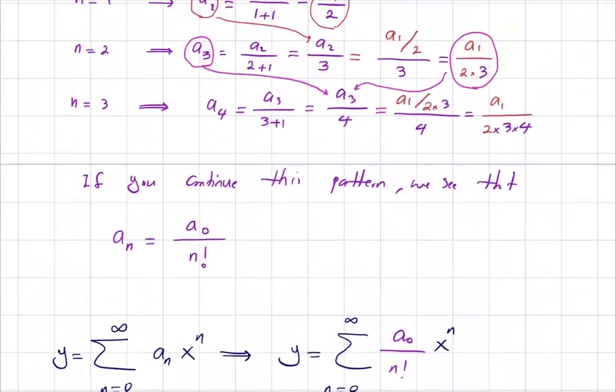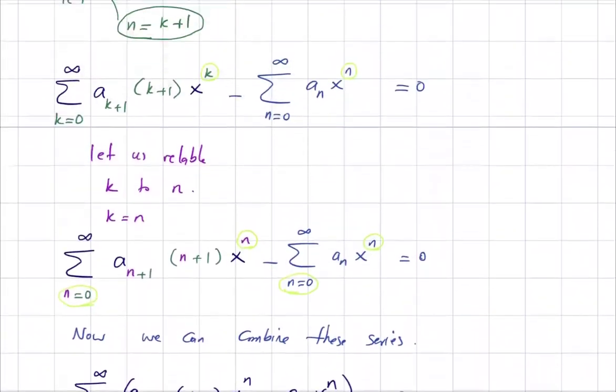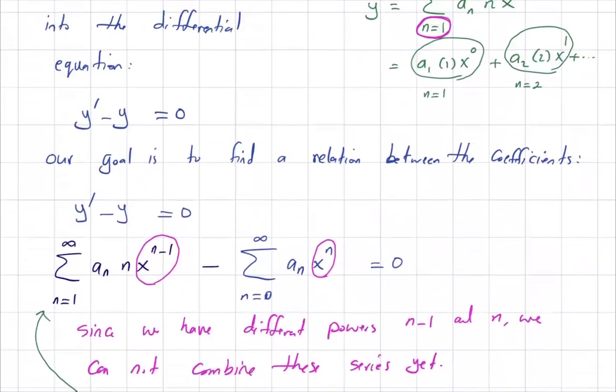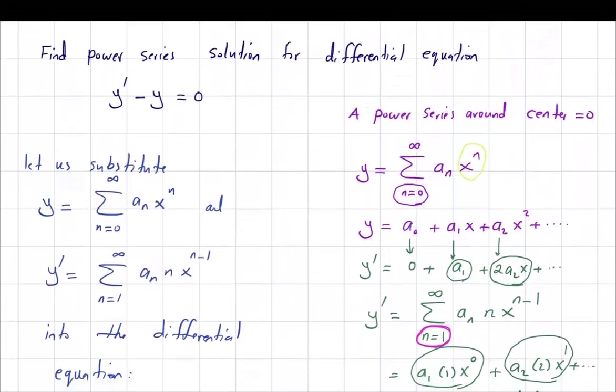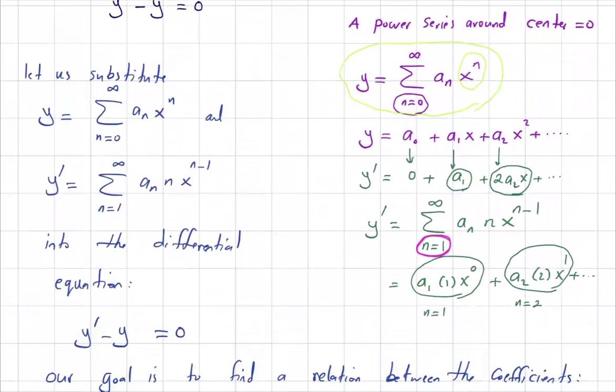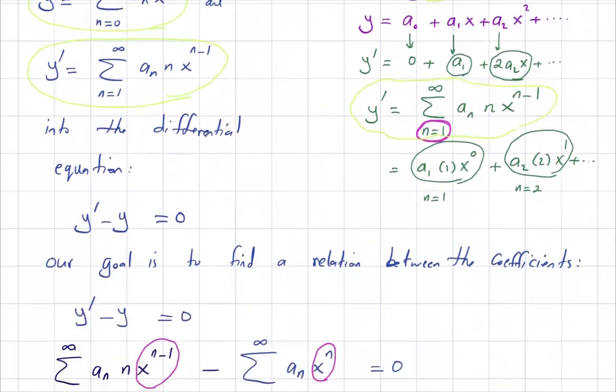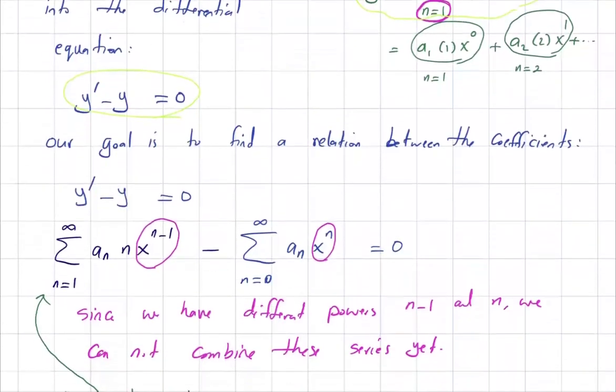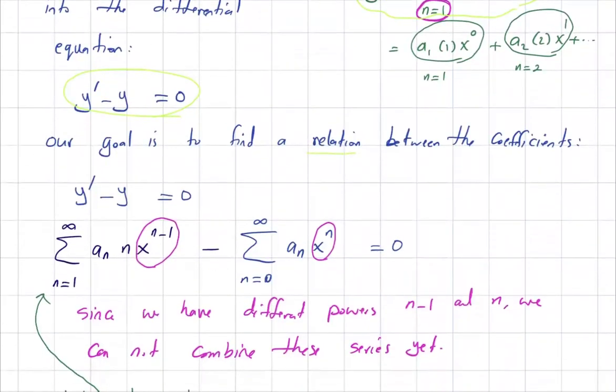Now let us recap what we did here. We wanted to find the solution of this differential equation using power series that we learned in this class. So a power series in general is defined as the summation of a sub n x to the n and starts from 0 goes to infinity. We take the derivative of that as well. Why? Because we need to substitute these into the differential equation and find the recursion formula to identify these coefficients. y prime minus y is equal to 0, and our goal is to find a relationship between the coefficients.